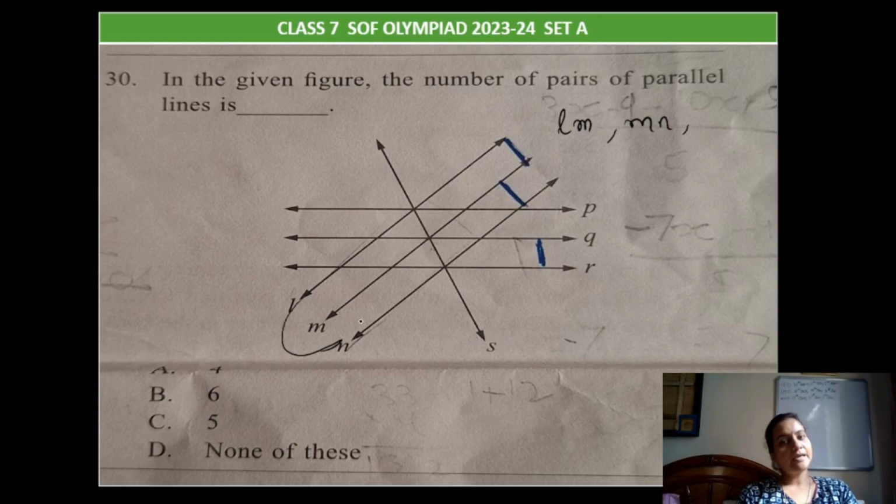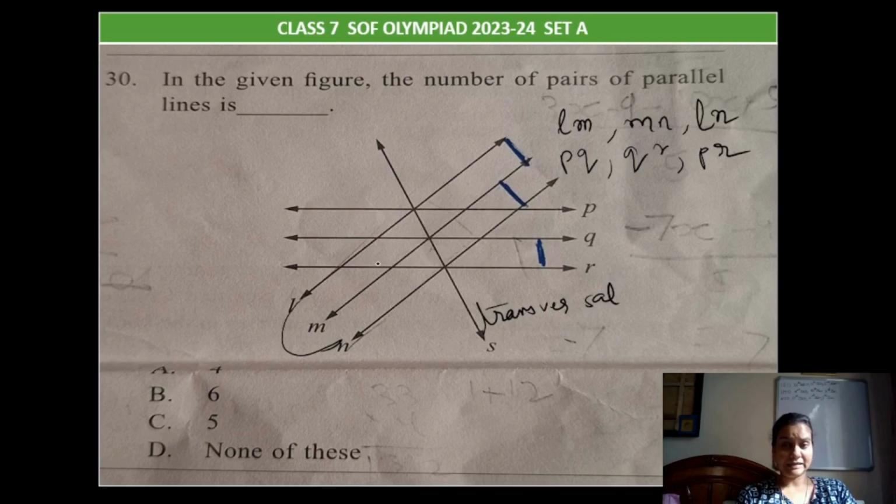If L is parallel to M, and M is parallel to N, definitely M is common in both these pairs, so L and N also form a pair of parallel lines. So this is also parallel. So these are 3 pairs, and here too, PQ is parallel, QR is parallel and also PR are parallel. And this line S is the transversal. So it is a transversal, this has nothing to do with parallel lines. It is intersecting these parallel lines. So this makes a total of 6 pairs of parallel lines. So the answer is option B for question number 30.